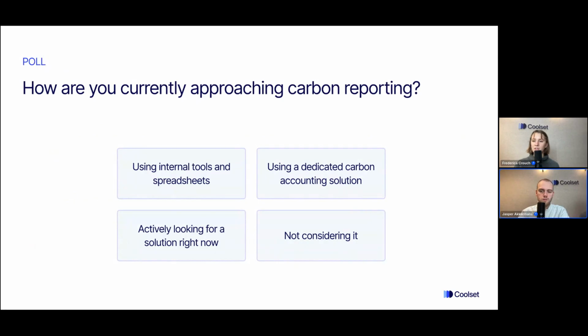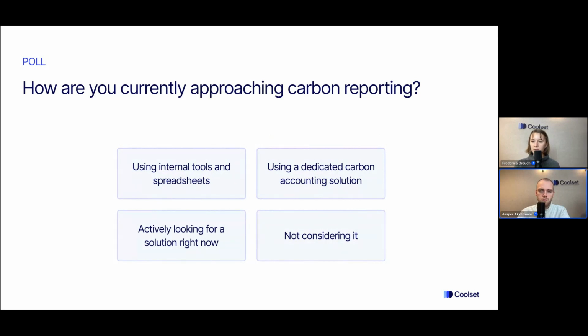Great. Now we have a poll just to understand where you all are in your carbon accounting journey. So just asking, how are you currently approaching carbon reporting? Do you use internal tools and spreadsheets? Maybe you're doing it on Excel, or are you using a dedicated carbon accounting solution? Maybe you're actively looking for a solution right now, or you're not considering anything at the moment.